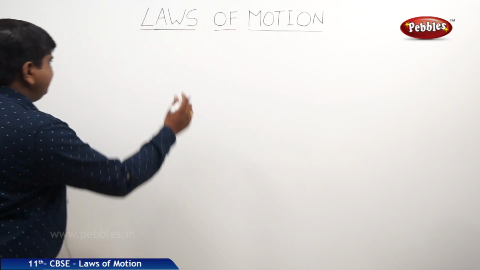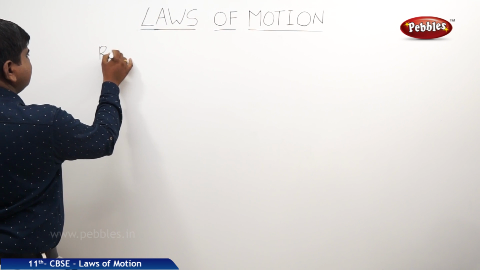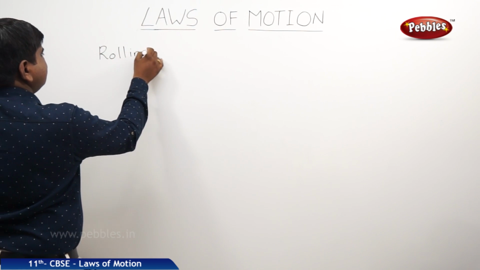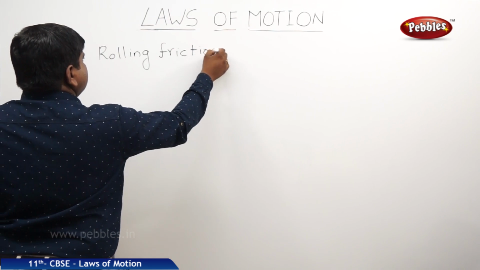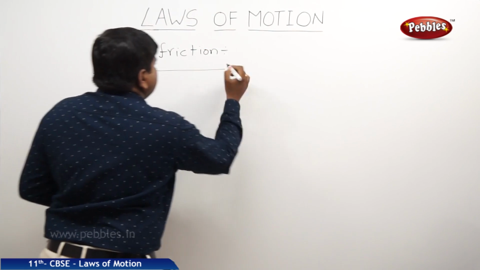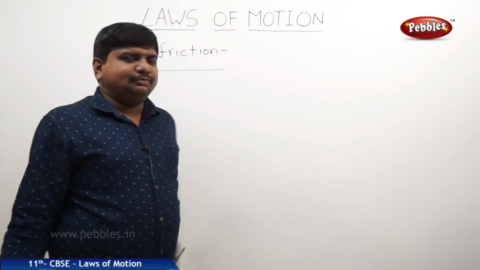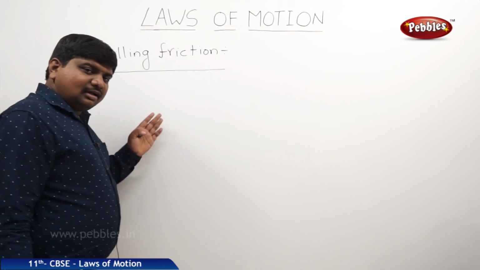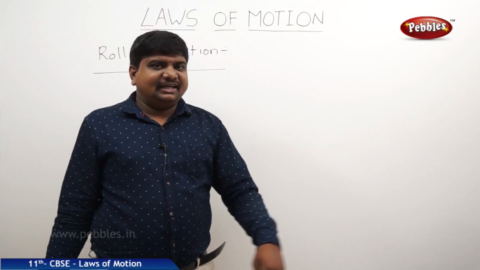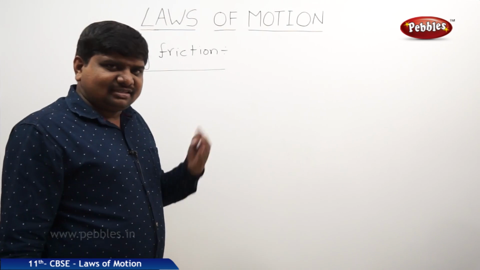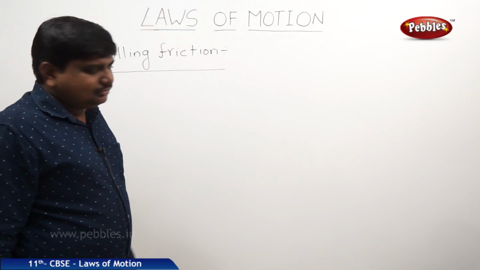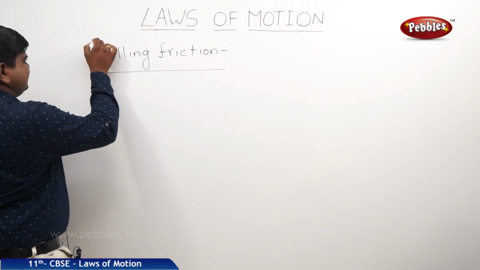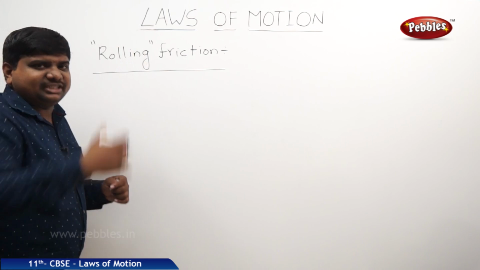Next type is rolling friction. Actually, in some of the standard textbooks, this rolling friction is also called one of the types of kinetic friction. Whether it is a subtype or a different type, this is one of the different types of frictional force. What is the meaning of this rolling friction? Yes, the title itself says rolling motion.